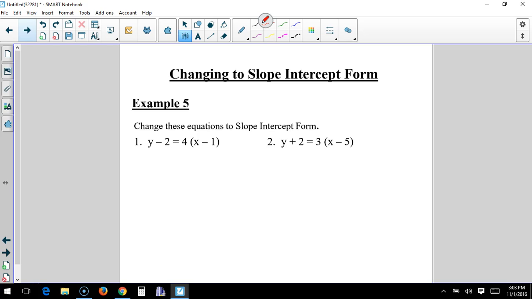Okay, change to slope-intercept form. We need to be y equals. So we need to distribute the 4. Then we need to move the 2 over to get y equals 4x minus 2. There's my m and there's my b.